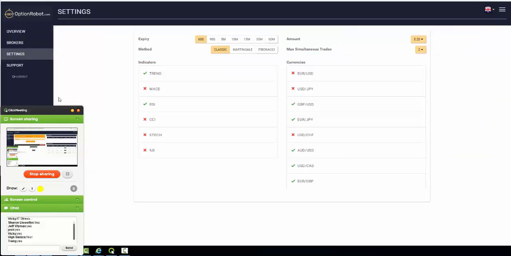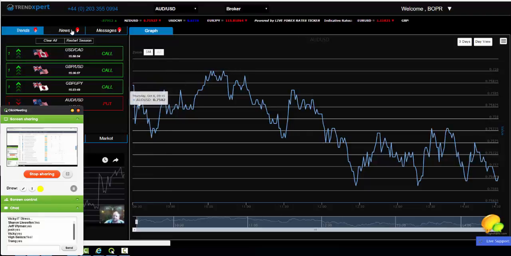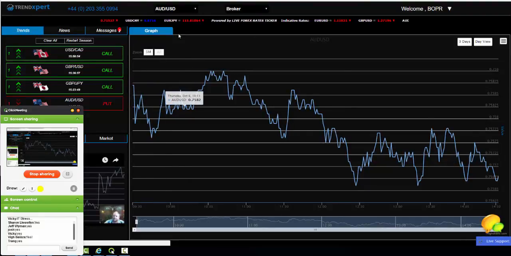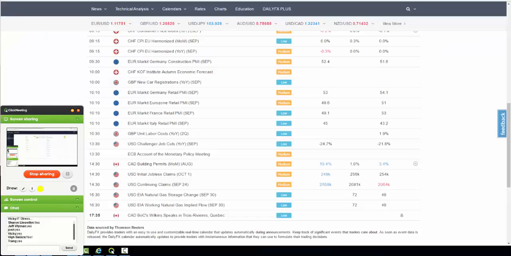So guys, let's have a look here. My settings for the moment have been trend and RSI. Just a quick disclaimer for all of you watching: these are the settings I was using earlier. So right now I'm going to turn everything off and we're going to have a look at the economic calendar and see what we can get from there. Let me just refresh that. I also have Trend Expert on with some news and trends that I've set up on the actual Trend Expert platform.